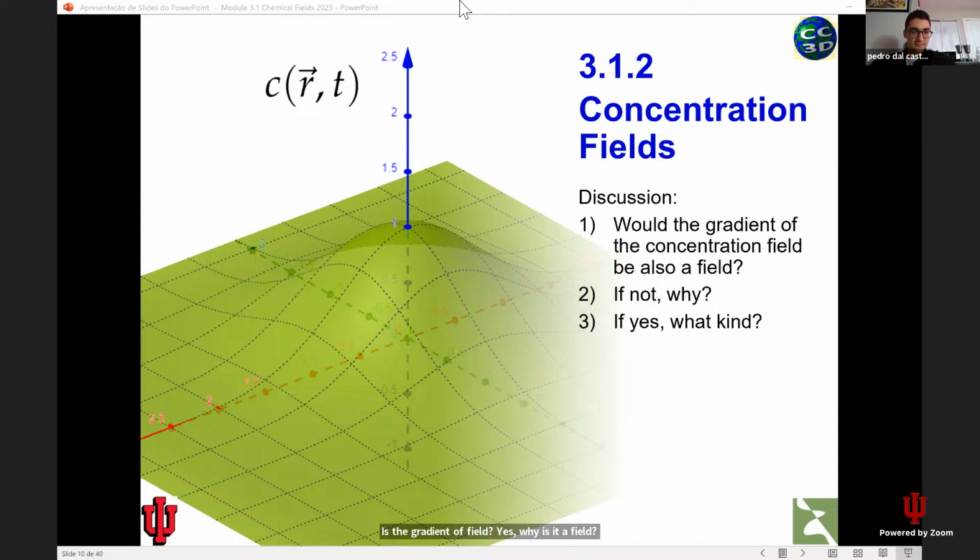Different places, and also different time points, right? So as the field changes its shape in time, the gradient also changes. So yes, perfect. It is a vector field, so the gradient is a vector field. Perfect, Shelley.